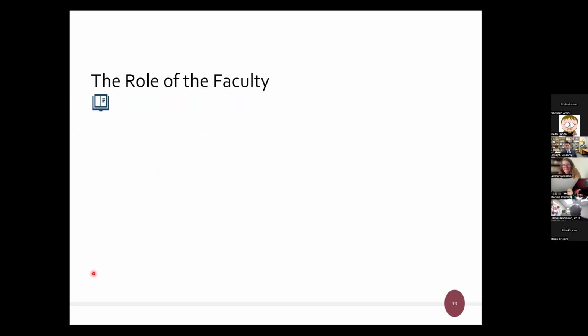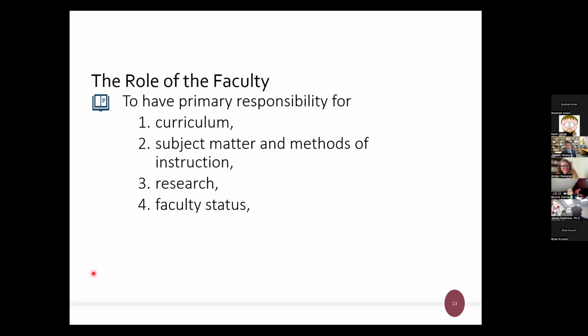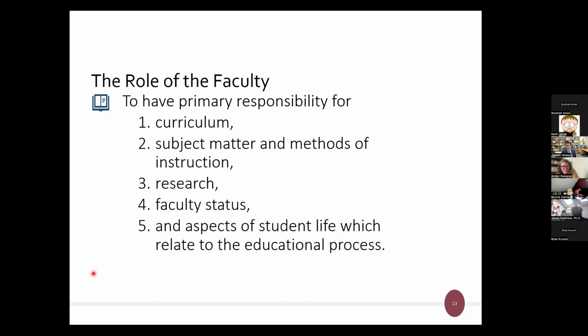It's an everyone issue. So we, as faculty, have the primary responsibility for the curriculum, subject matter and methods of instruction, research, faculty status, and aspects of student life which relate to the educational process. Now, all that's up for debate. What counts as curriculum? What counts as student life? Are we talking about faculty being involved with the construction and design of residence halls? Well, maybe, but these are issues to be determined on your campus. But we need to know our roles.